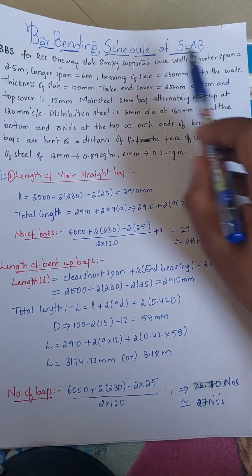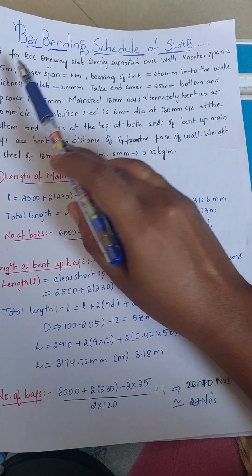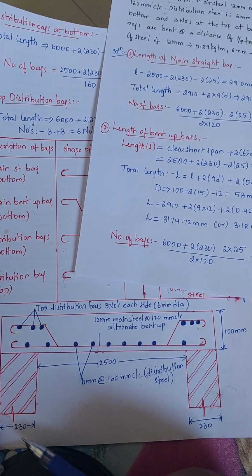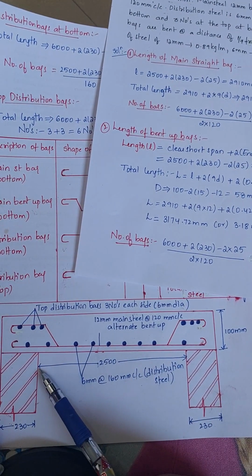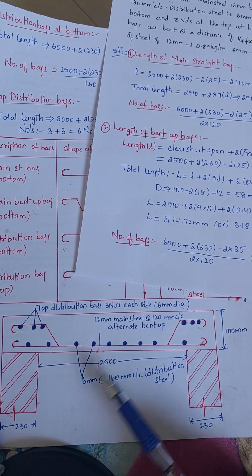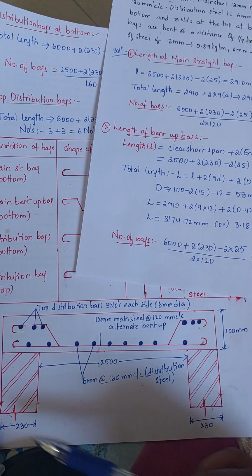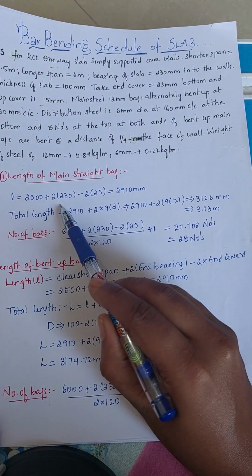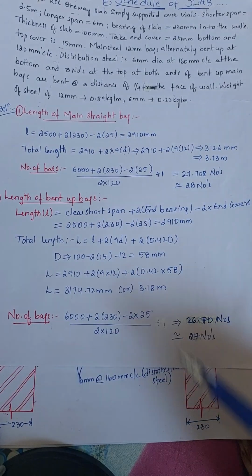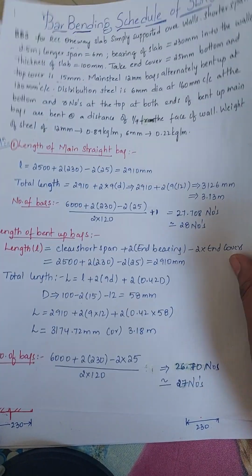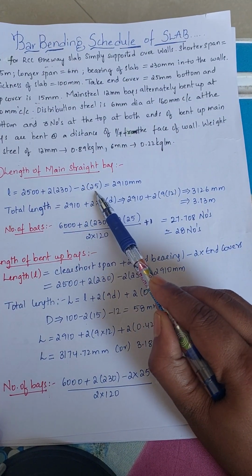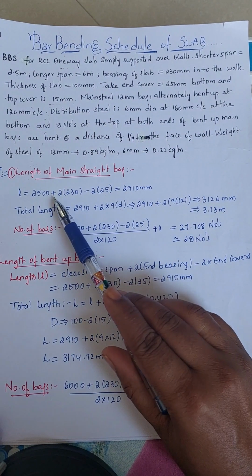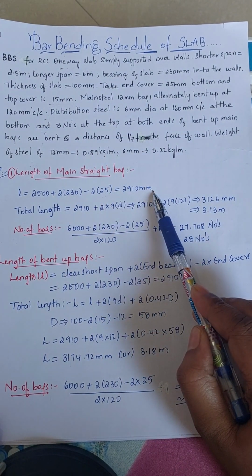Here the shortest span is given as 2.5 meters, which is 2500 mm, plus the width of the supports, given as 230 mm. You can see this is the shortest span of 2500 mm, and the support width is 230 mm. So 2500 mm plus 2 into the support width, and we deduct 2 into the clear cover, which for the slab we take as 25 mm. After calculating this we get 2910 mm.